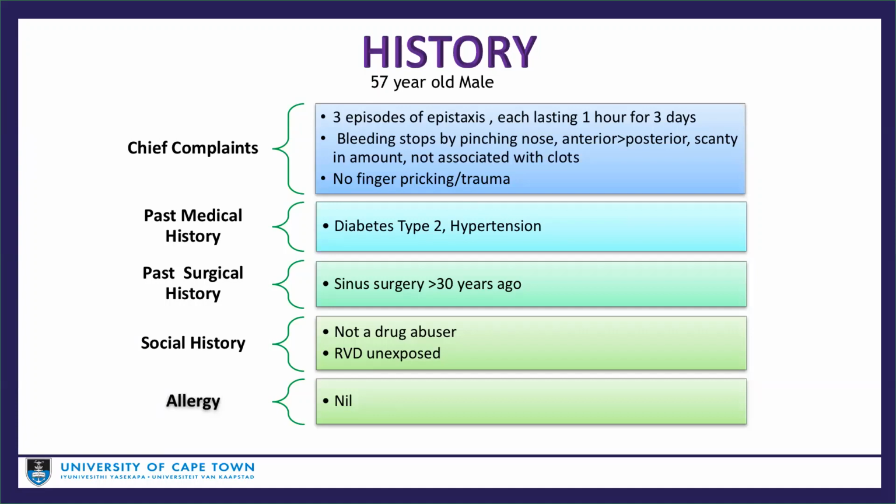He is a known type 2 diabetic with hypertension, well controlled, and he reports of sinus surgery done more than 30 years ago. He is not a drug abuser and unexposed.